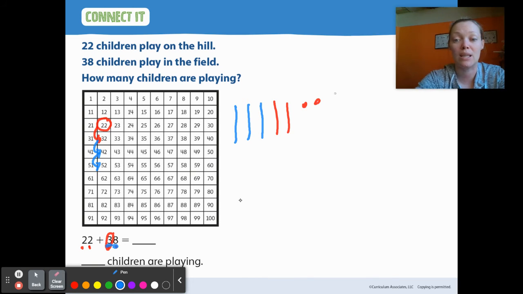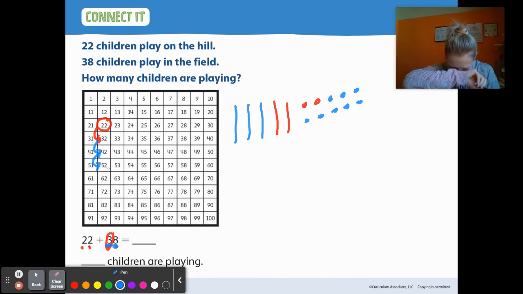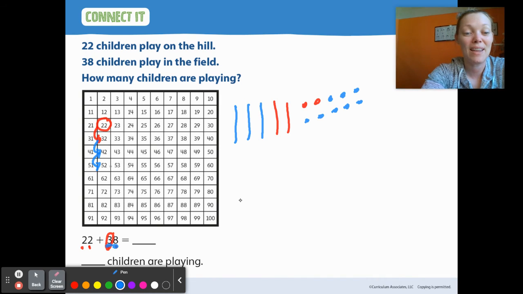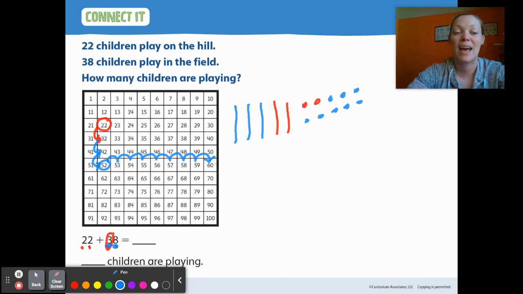So in a picture, it would look like this. 1, 2, 3, 4, 5, 6, 7, 8. On my 120 chart, I would now count by 1s going this way. So I skip counted by 10s, 22, 32, 42, 52. That was 3 10s down. Oh, excuse me. And then I need to add 8 more. So I'm on 52, I'm going to add 8 more. 1, 2, 3, 4, 5, 6, 7, 8. I added 8 more 1s, which brought me to 60.